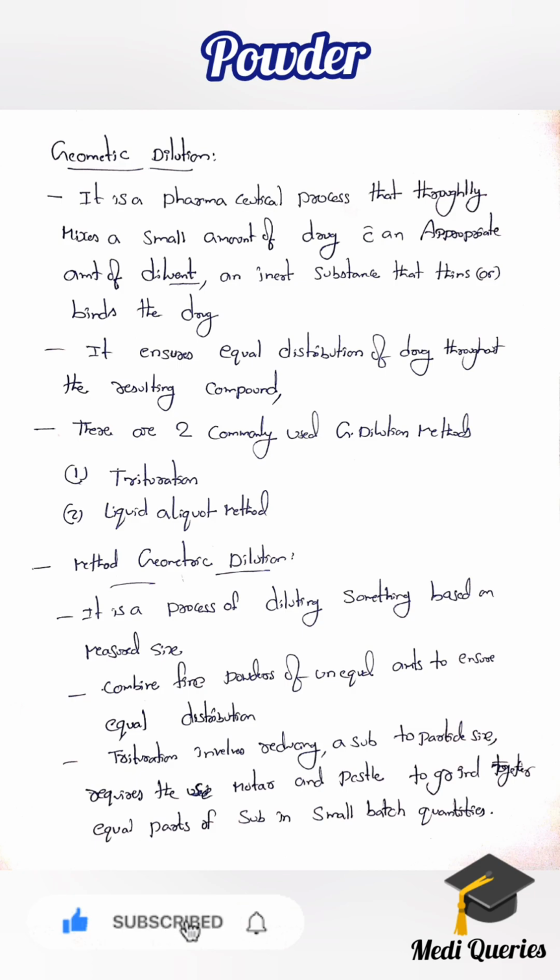Here, add a small amount of each substance to be mixed into a mortar and then triturate it well, and repeat the process until the entire amount of both substances has been mixed together. Here, by using trituration, size reduction and size distribution both happen simultaneously.